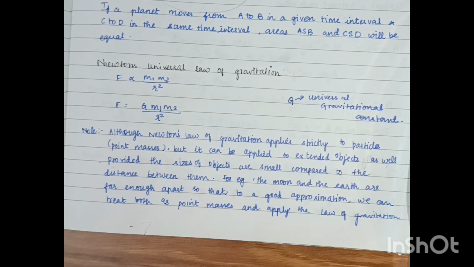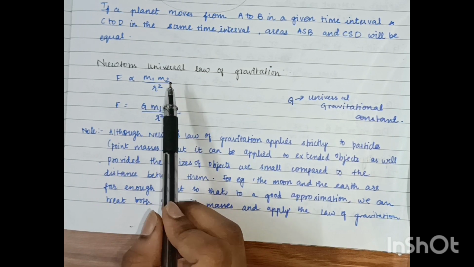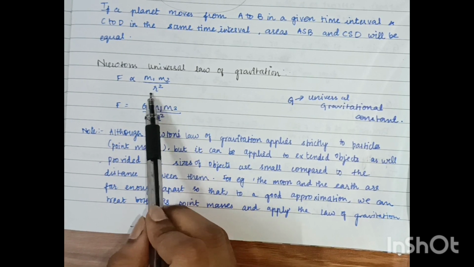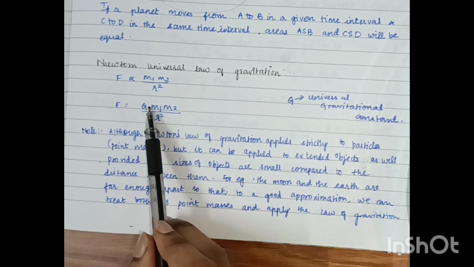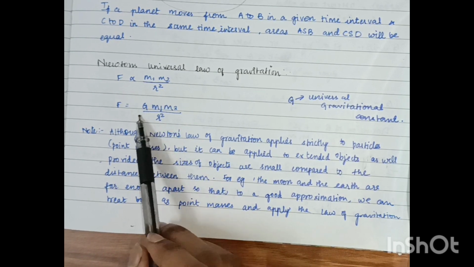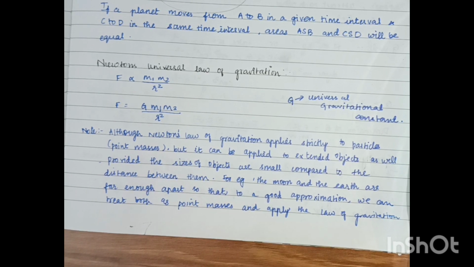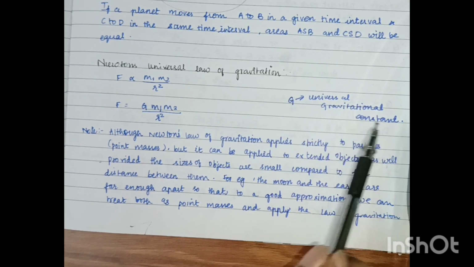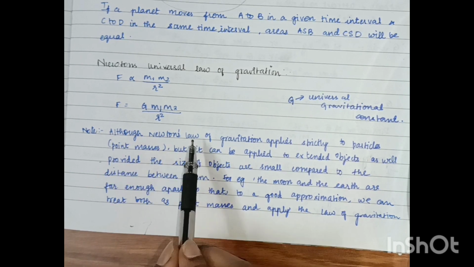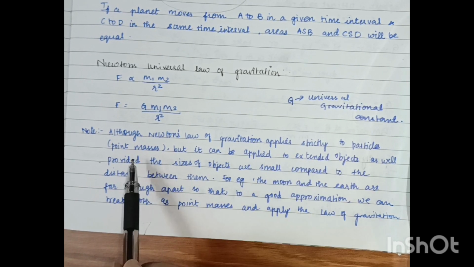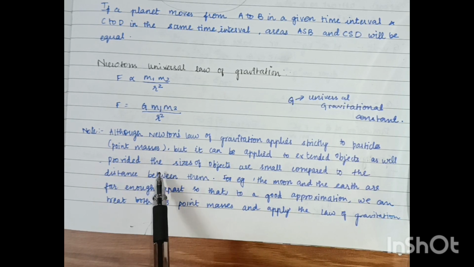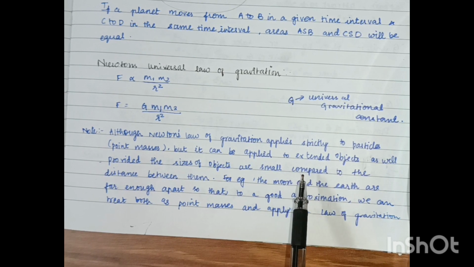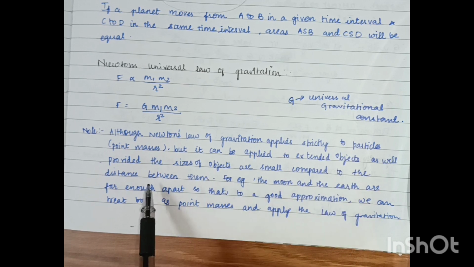Newton's universal law of gravitation. It says F is directly proportional to the product of masses, and inversely proportional to the square of the distance. That is, F is equal to G m1 m2 by r square, where G is the gravitational constant, that is, the universal gravitational constant. Although Newton's law of gravitation applies strictly to point masses, it can be applied to extended objects as well, provided the size of the objects is small compared to the distance between them.